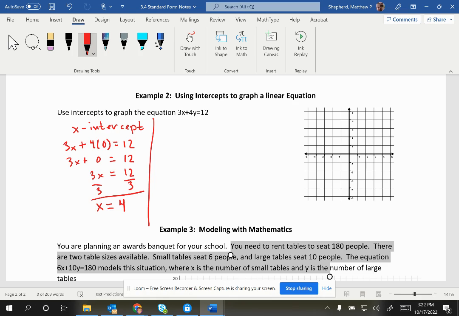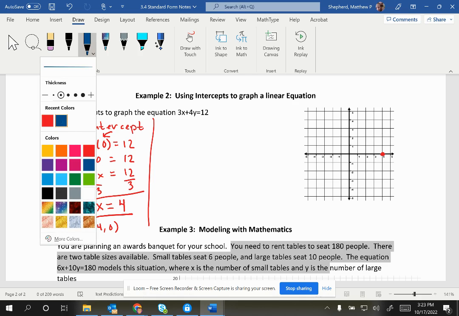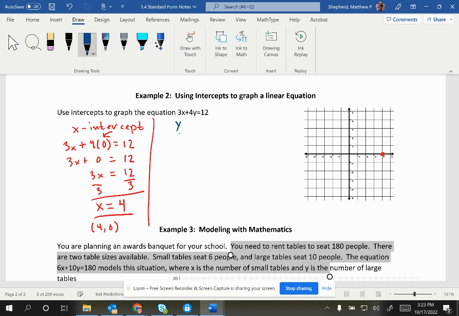So notice two things. X is equal to 4 when the y value was 0. So that's a very specific point, (4, 0). And notice it's on the x-axis on our graph. Okay, let's find one more. Let's now do the y-intercept.